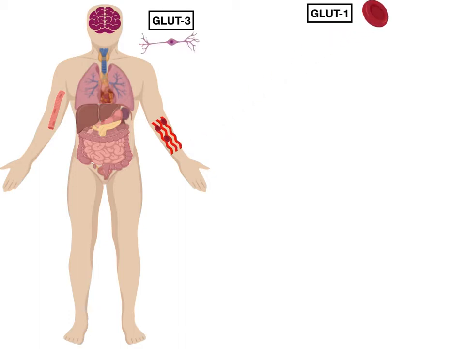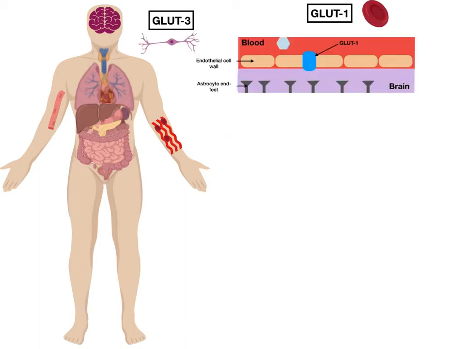GLUT1 is found in most cells of the body, predominantly blood cells, and is responsible for transporting glucose across the blood-brain barrier. GLUT1 and GLUT3 have a higher affinity for glucose compared to the other glucose transporters, which often are not activated until after a sharp rise in blood glucose levels after a carbohydrate-rich meal.